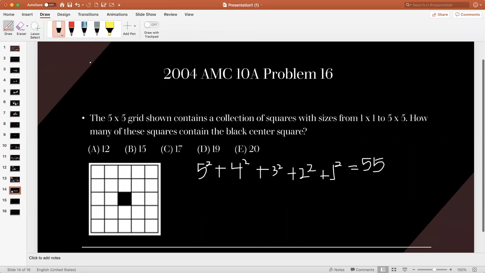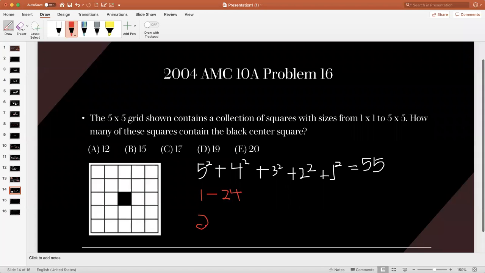After we figure out the total number of cases, then we count the number of squares that do not meet the requirements of containing the middle black square. Of the 1 by 1 squares, we have a total of 25 minus 1, 24 squares that do not contain the middle black square. So 24 cases that do not work.